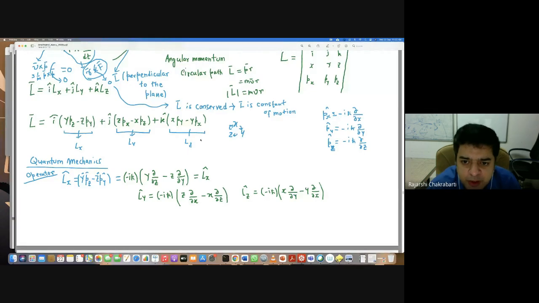And there is a cyclic rule here: x, y, z. You see? x, then y, then z, then back to x. You can see x, y, z, x like this, y, z like this. Okay?